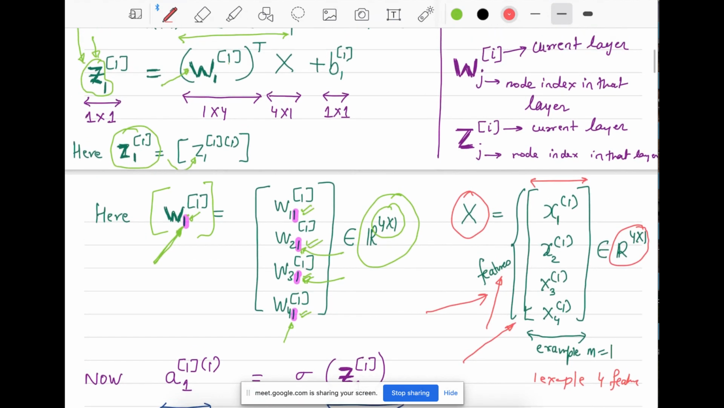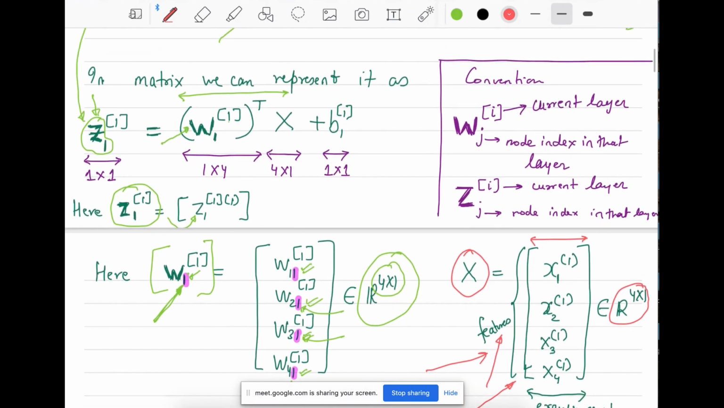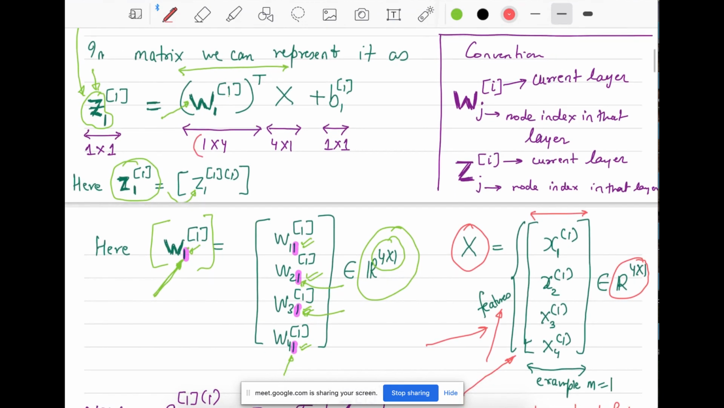So in that way, if you do matrix multiplication, then 1 cross 4 is the dimension of this weight matrix, and 4 cross 1 is the dimension of X. Then the multiplication will give you one element. And then you have B11, which is also one element. So when you add these two together, you will get only a one element matrix. That's why you are getting Z11 here.